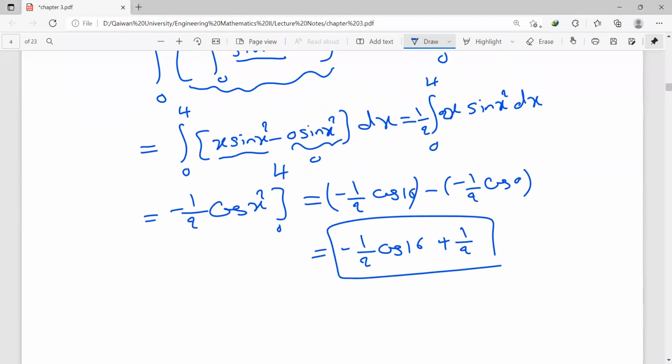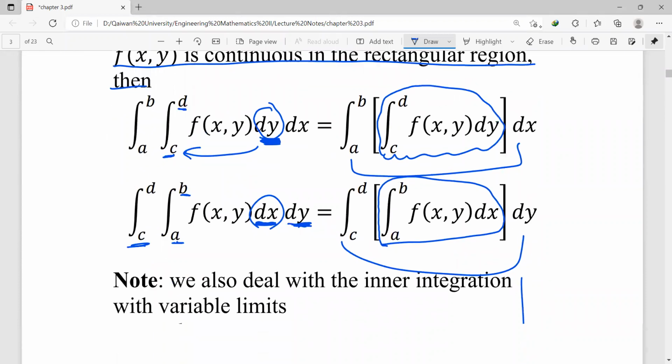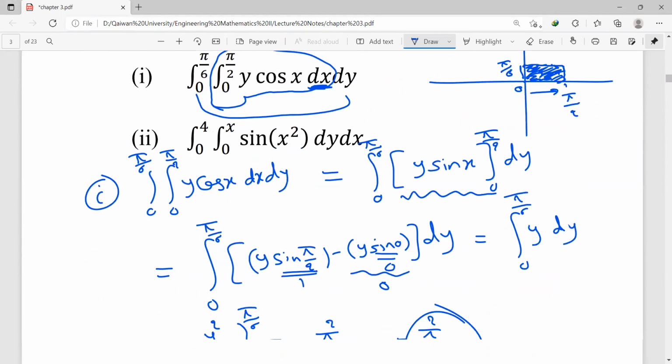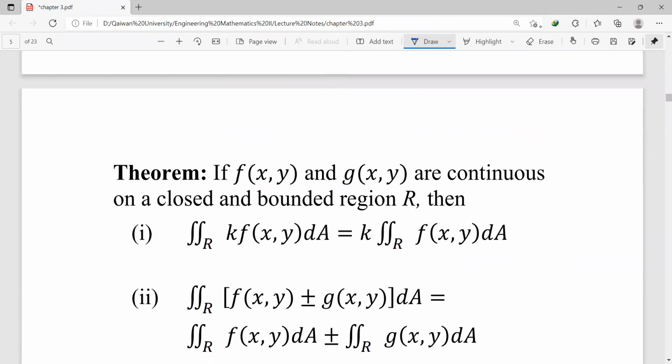We solved these two examples, which were about double integrations. We now have some properties of double integrations.